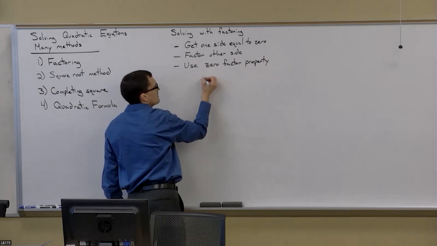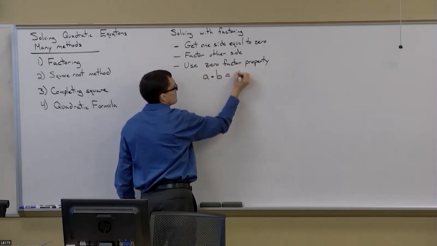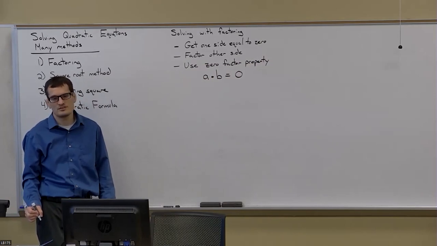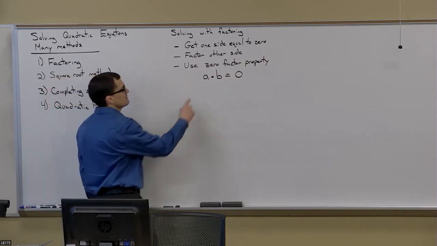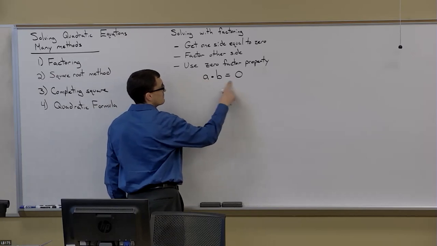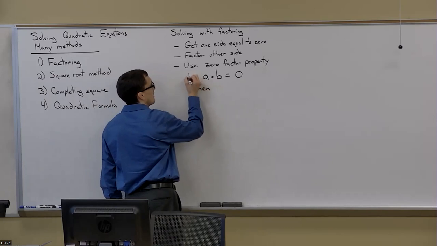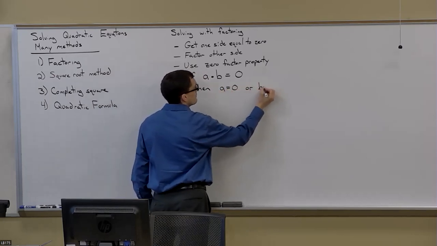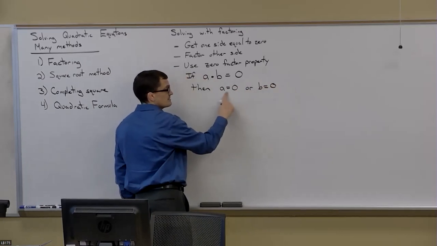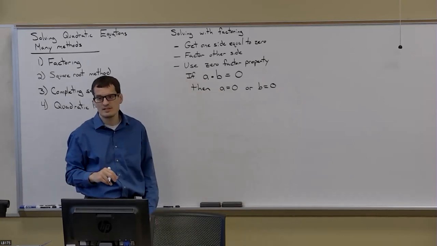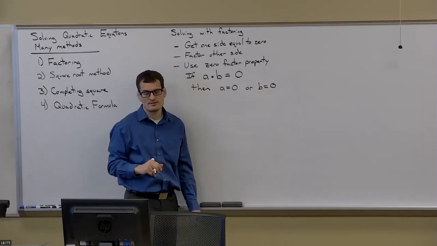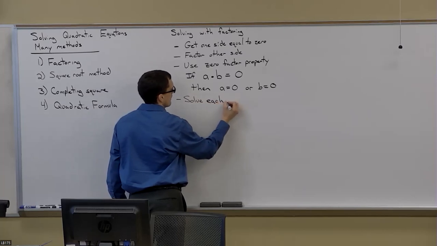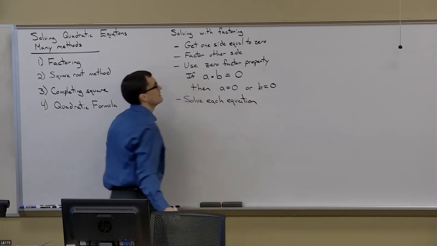Now, the zero factor property is a property that says if I have two numbers that multiply times each other and give me zero, the only way two numbers multiply to give you zero is if one of them is zero. So zero factor property says if you have this, two numbers multiplied to give zero, then either A is zero or B is zero. Because A and B are going to be linear pieces, we can solve each of these equations, whatever they happen to be. And so then solve each equation. So that's what we're doing with factoring.